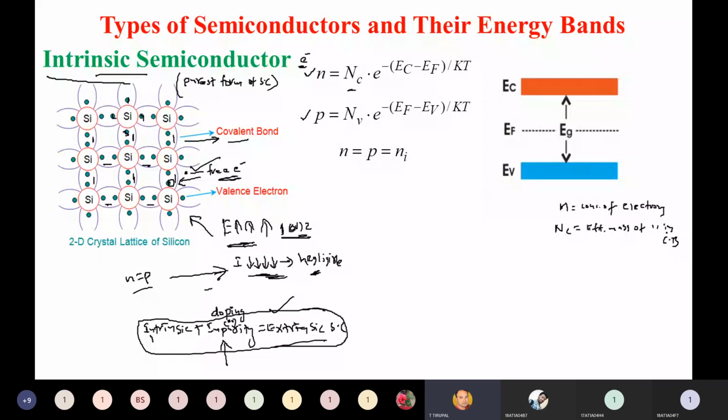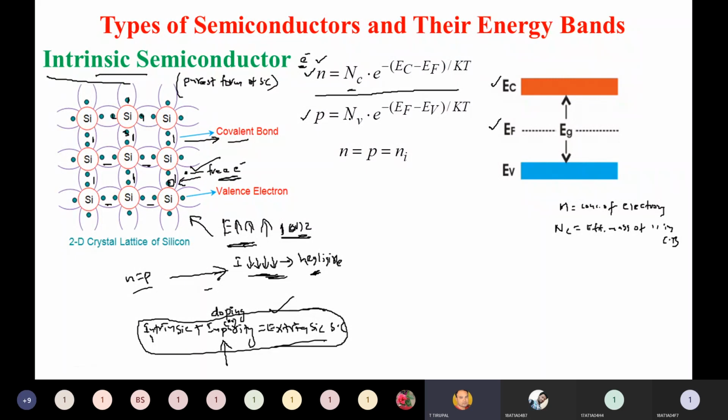And Ec you know already, this is the conduction band energy level, Ec. Ef you know is the Fermi energy level, K is the Boltzmann constant, T is temperature. So the concentration of electrons is given by n equals Nc into e power minus of (Ec minus Ef) divided by kT. This is the formula for calculating the number of charge carriers, electrons.